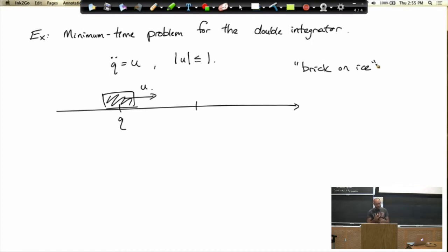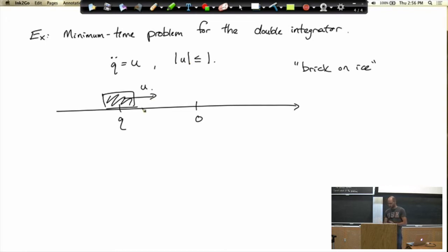Okay, so let's say the goal is to get to zero, get to the origin, as fast as possible. We'd like to get to the origin in minimum time, subject to the constraint that I'm only allowed to put in force between one and negative one. What do you think the best possible thing to do would be? U equals one.